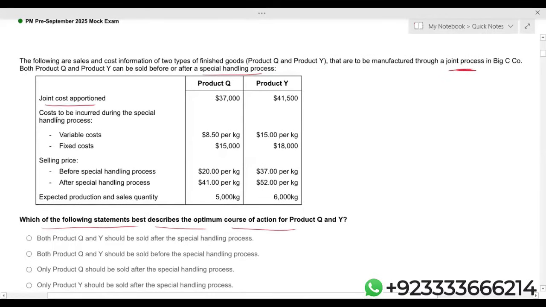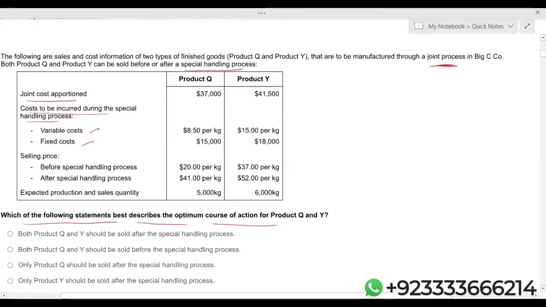Joint cost apportioned, and cost to be incurred during the special handling process. We have got variable cost, fixed cost, selling price before special handling, and cost after special handling. So I have to work on incremental cost and incremental revenue. Before further processing, we can sell product Q for 20, but after special handling, we can sell it for 41. So the incremental price per kg is 21, but we have to bear the variable cost per kg of 8.5. You can say the additional contribution is 21 minus 8.5, which gives us 12.5 as contribution per kg.